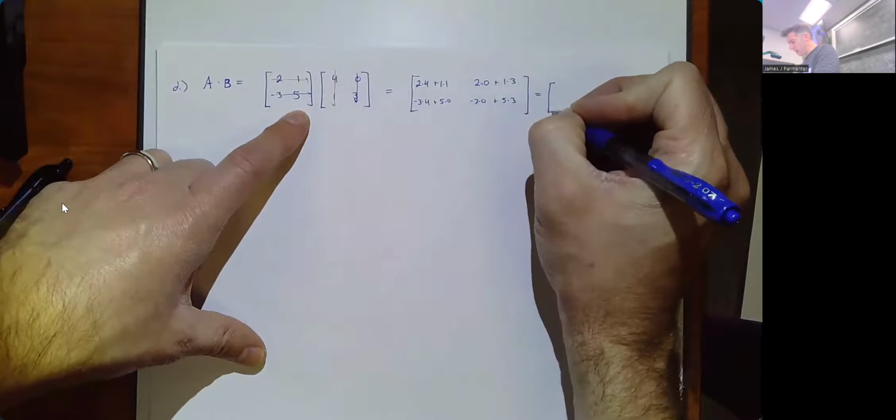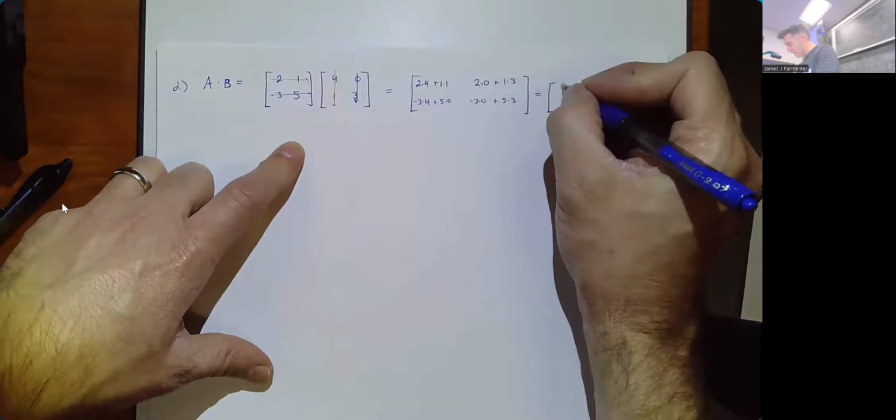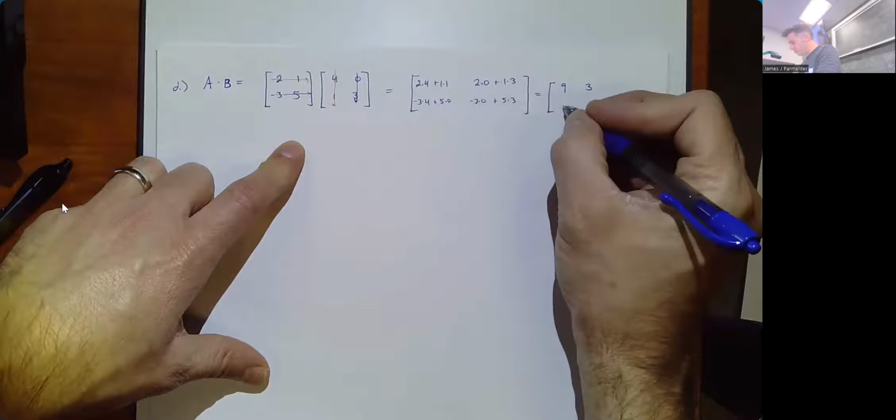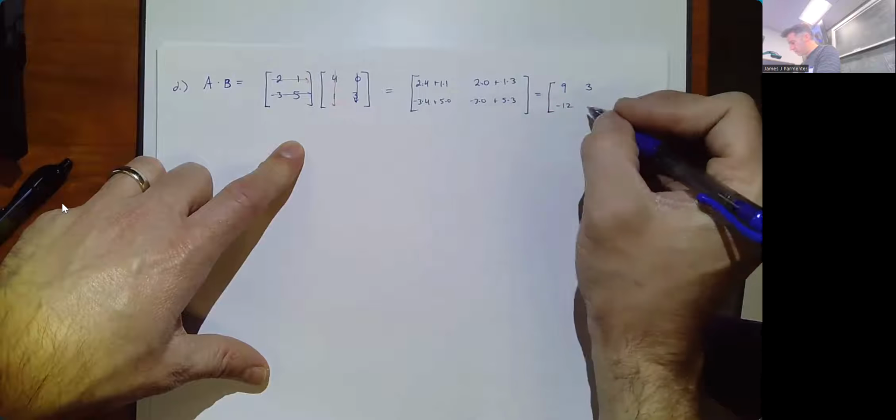And then doing the math, we get 8 plus 1, which is 9. We get 0 plus 3, which is 3. We get negative 12 plus 0. And we get 0 plus 15.